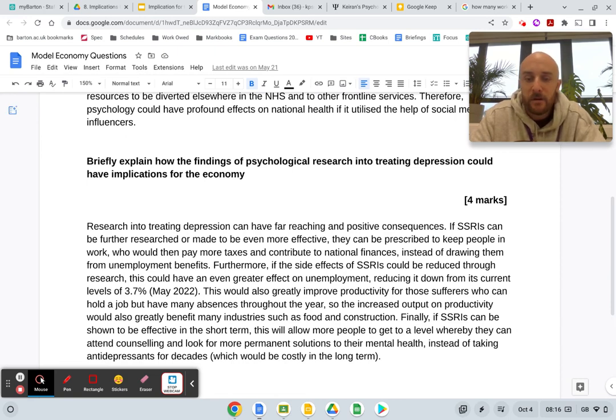This would also greatly improve productivity for those sufferers who can hold a job but have many absences throughout the year. So the increased output and productivity would also greatly benefit many industries such as food and construction, because more people are going to be working for longer. And we're not going to have to be waiting 4 years for them to redo the motorway, right? Finally, if SSRIs can be shown to be effective in the short term, this will allow more people to get to a level whereby they can attend counselling and look for permanent solutions instead of taking antidepressants for decades, which could actually be costly in the long term. So that's the sort of answer we are looking for when we talk about implications for the economy.